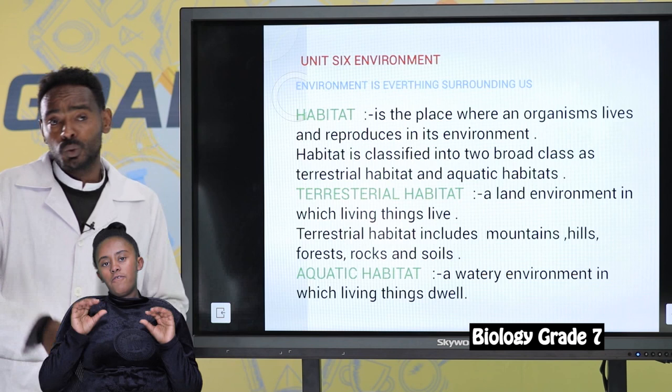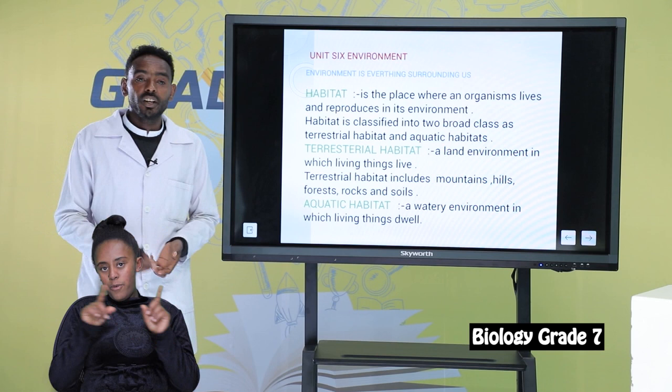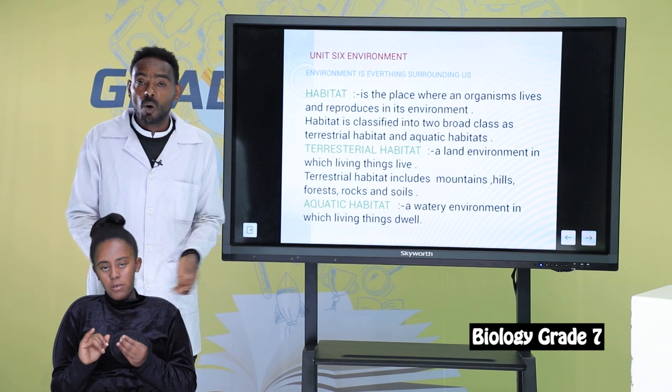If you take both wild animal and domestic animal, they are living organisms. They live in the environment or they live in our surrounding. And also if you take different mountains, hills, rocks, and different non-living things, they also live in the environment. Environment consists of both living things and non-living things. The another one is habitat.